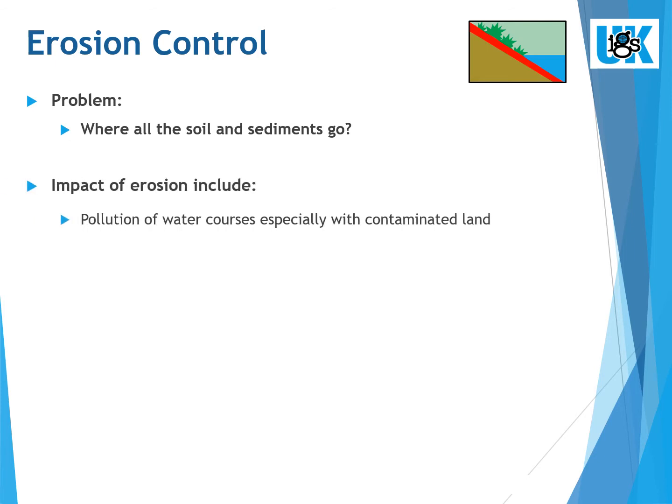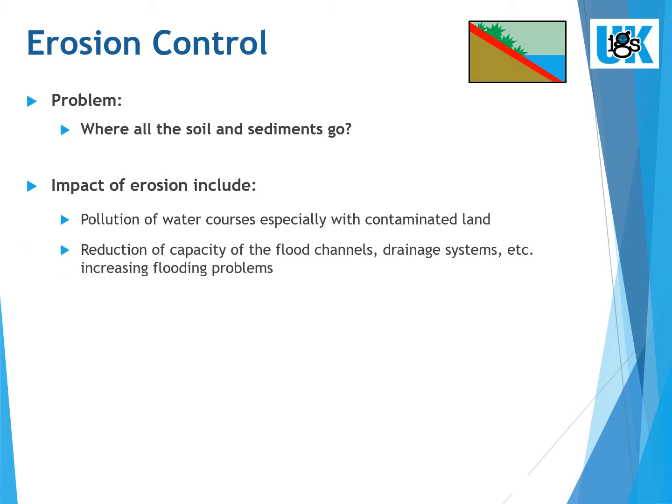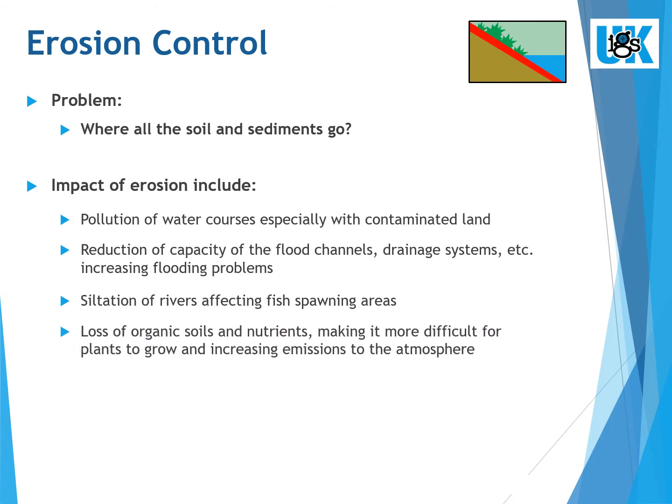The impacts of erosion include pollution of water courses, especially with contaminated land, reduction of capacity of the flood channels, drainage systems, increasing flooding problems, siltation of rivers affecting fish spawning areas, loss of organic soil and nutrients making it more difficult for plants to grow, and increasing emissions to the atmosphere, negative effects on water quality and aquatic systems.